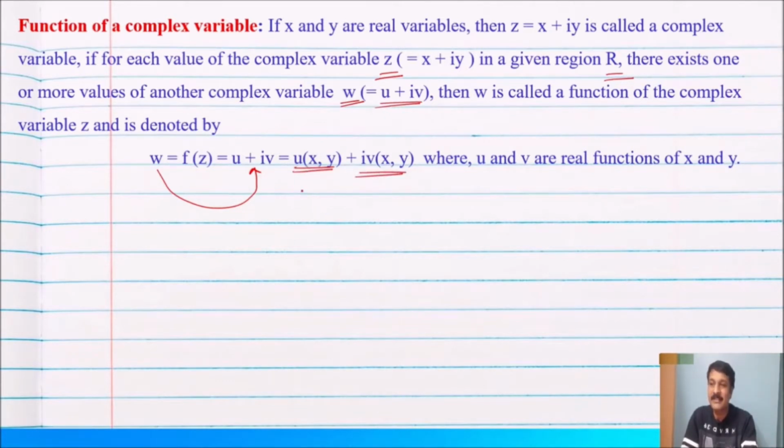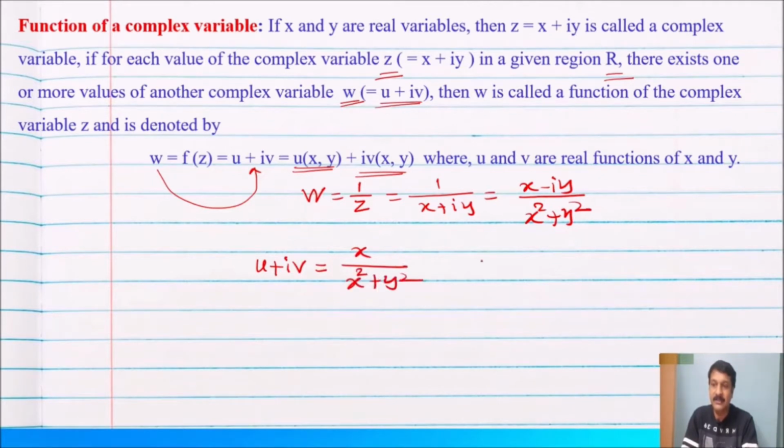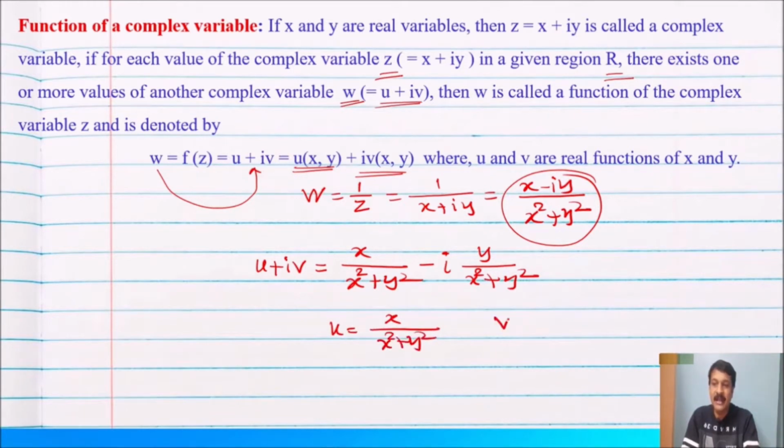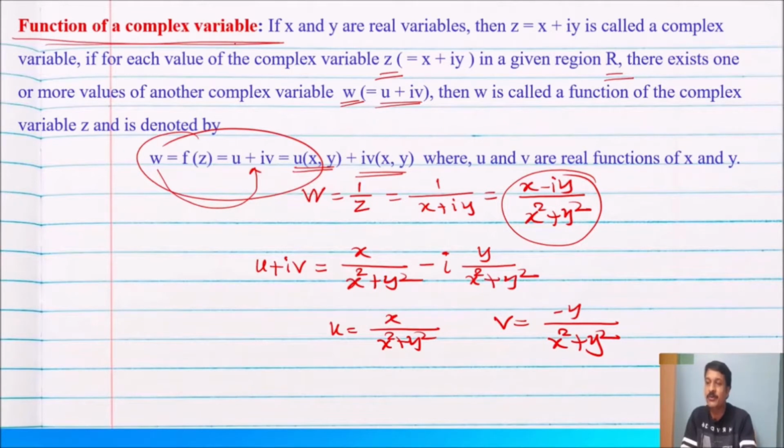For example, if we consider w equal to 1 by z, so what is z? z is x plus iy, and you know how to write it. It is x minus iy upon x square plus y square. And if we compare, w means u plus iv, and that is equal to x upon x square plus y square, if we simplify this, minus i y upon x square plus y square. So you can observe here u equal to x upon x square plus y square and v equal to minus y upon x square plus y square. So this is a function of a complex variable, you don't forget.